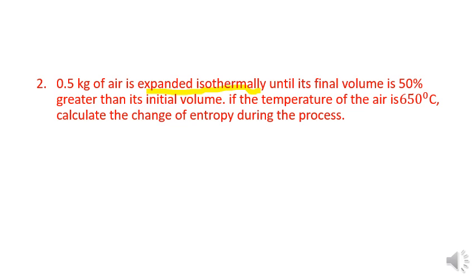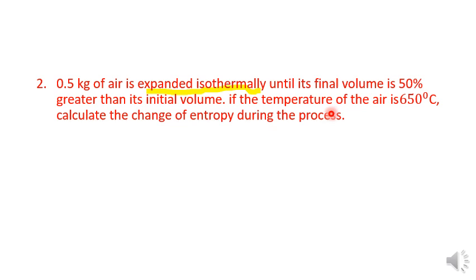They write the data that the final volume is 50% greater than the initial volume. So V2 is 50% greater than V1, so it is 150%, or 1.5 times V1. Initial volume we take as V1 and the final volume as 1.5 V1. So V2 by V1 is equal to 1.5.